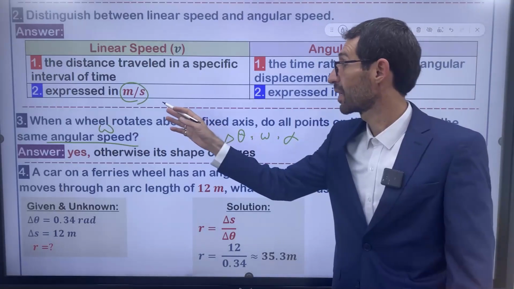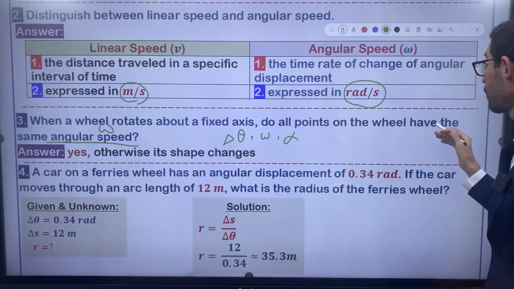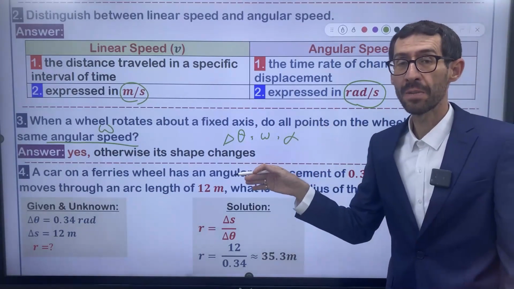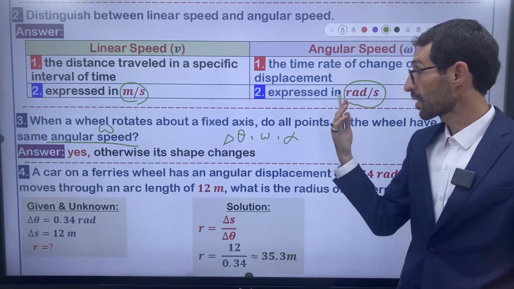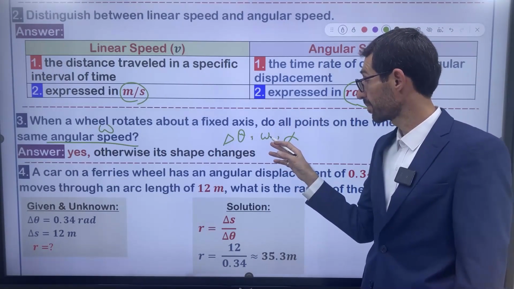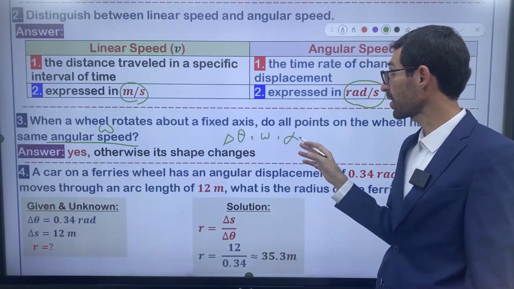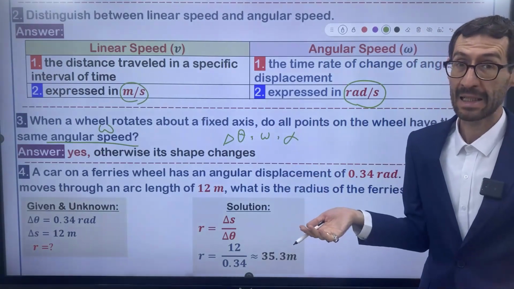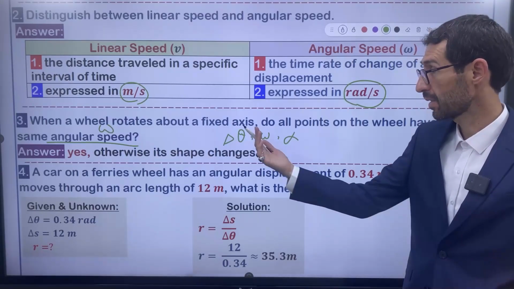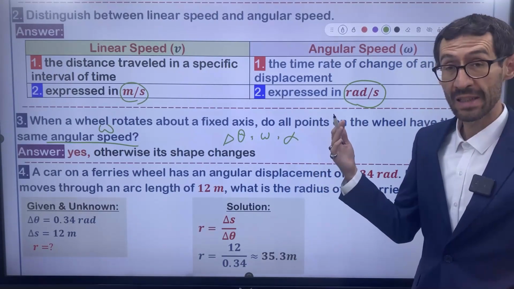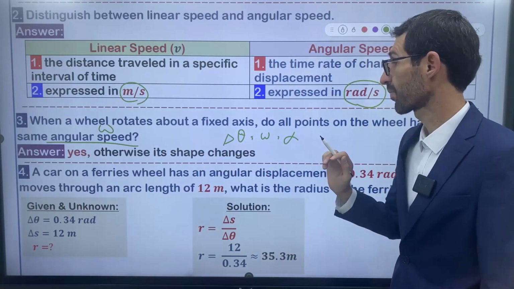So it says, when a wheel rotates about a fixed axis, do all points on the wheel have the same angular speed? Yes, they have the same angular speed. Actually, they have the same angular displacement. They have the same angular acceleration as well, right? Let's read the answer. It says, yes, otherwise its shape changes.